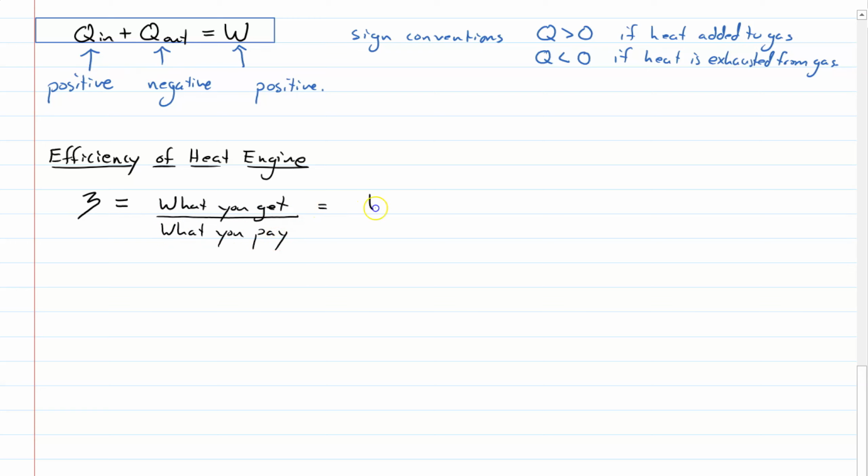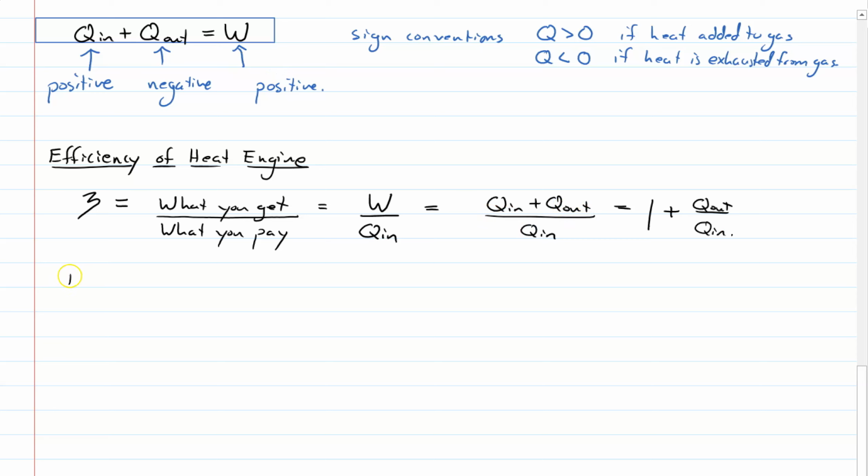So what you get is work. That's the whole goal of this thing. So that's what I'm getting out. And what I pay for it is heat in. Okay. I can write this using the equation above as Q in plus Q out over Q in.